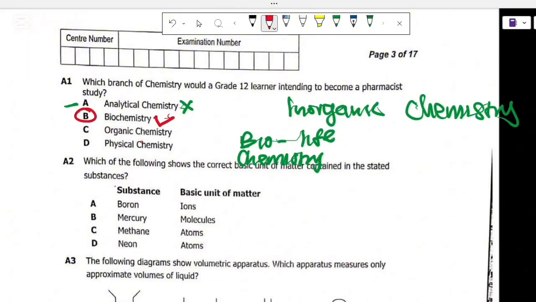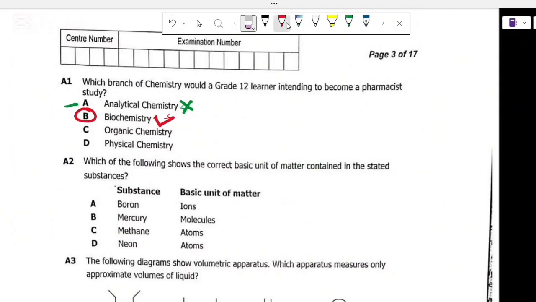When you're talking about organic chemistry, which is option C, organic chemistry is about organic compounds. You are simply studying organic compounds. So it's not really something that is going to be a key thing when it comes to pharmacy. You understand that drugs contain some organic compounds. That's why you are studying organic chemistry. But at the very foundation of pharmacy, it is biochemistry. Organic chemistry is also important, but it is not the key branch that you are going to use for a person like a grade 12 learner who is intending to become a pharmacist. So we can also eliminate this particular choice.